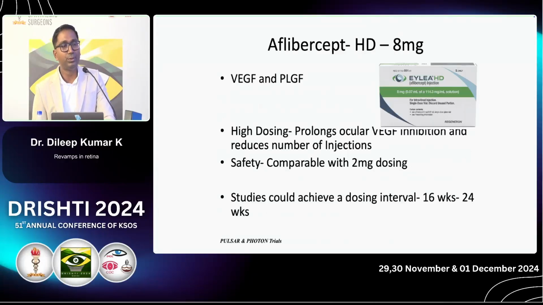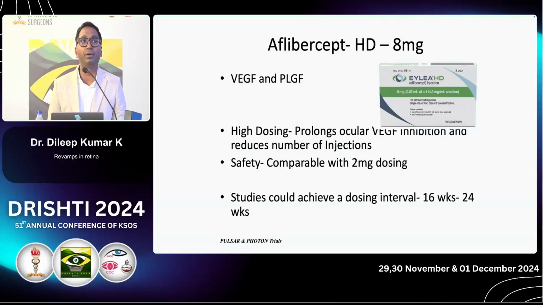The most widely used aflibercept injection has now come up with a high dose, with an objective of prolonging ocular VEGF inhibition so that the number of injections comes down. The safety profile is comparable with the normal 2 milligram dosing. Recent studies have shown that patients can have an injection-free interval of up to 24 weeks.